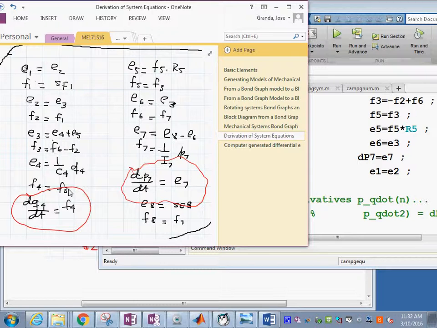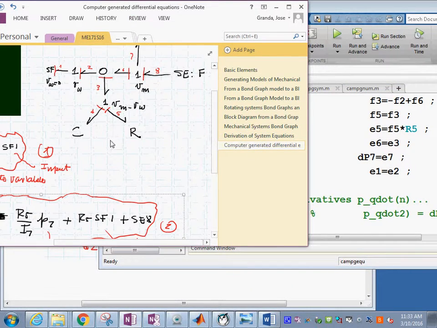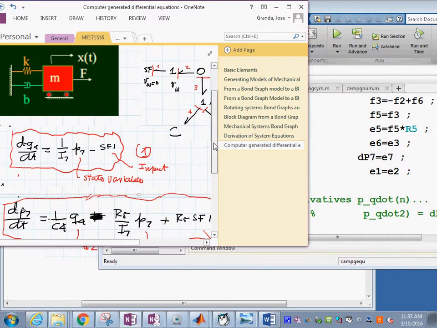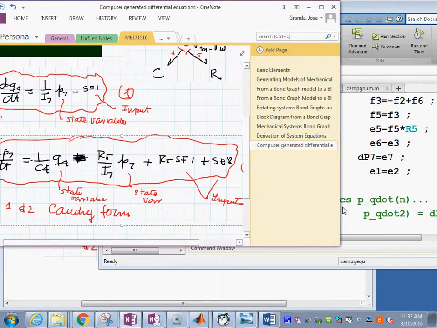If you go over here to the CAMPG-SYM file, this CAMPG-SYM file stands for symbolic file. What it does is it has some places to initialize values, of course, but it has the equations in the Cauchy form. This equation that I just highlighted should be exactly like this one.